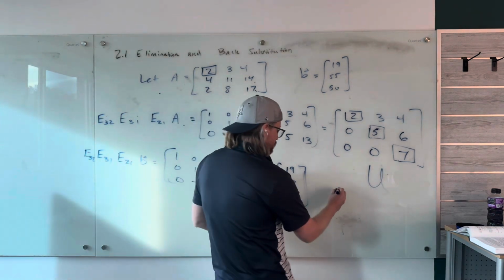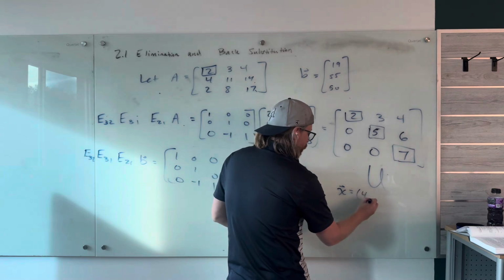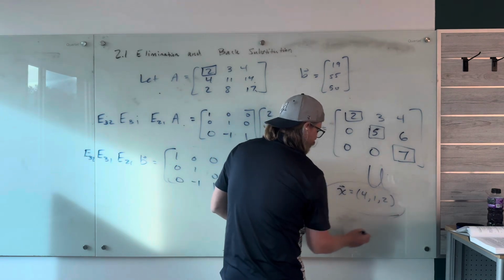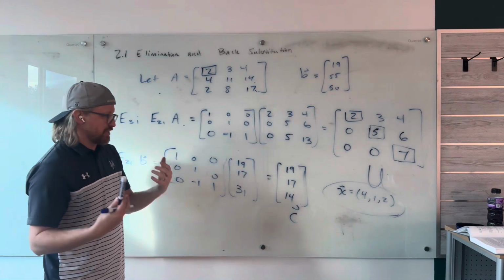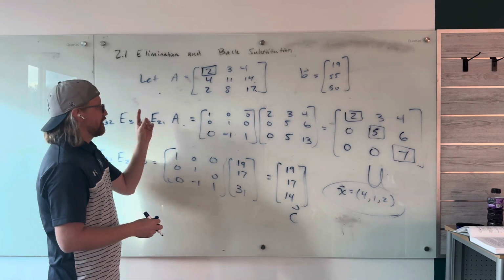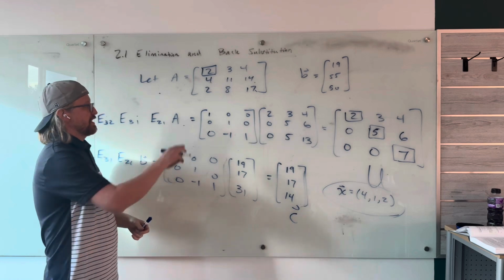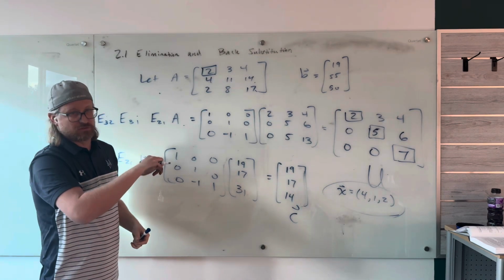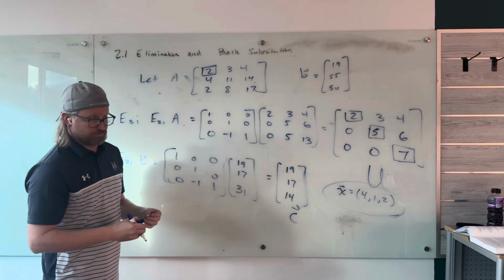X is equal to 4, 1, 2. We have a singular solution. Because we have a singular solution, exactly 1, then that means that my matrix A had full rank. It had 3 independent columns. Very, very important to know.